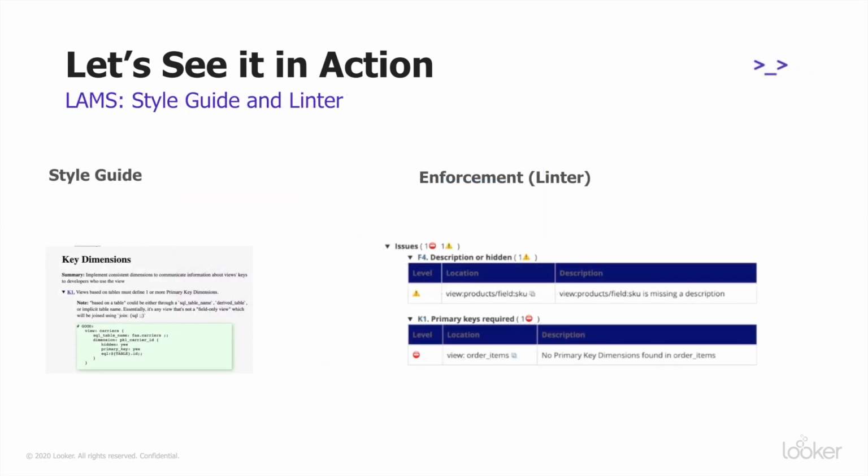Okay, so Look at Me Sideways, or LAMS, is a style guide and linter. I won't go into details about it or a demo because it's worth its own entire video. It's an incredible project. It's two parts. It's a style guide, so there are many rules that have been defined by the creators of the project. You can add your own. The one that you see there is like, a table has to have a primary key defined. And then the linter part is kind of the enforcement part of those rules.